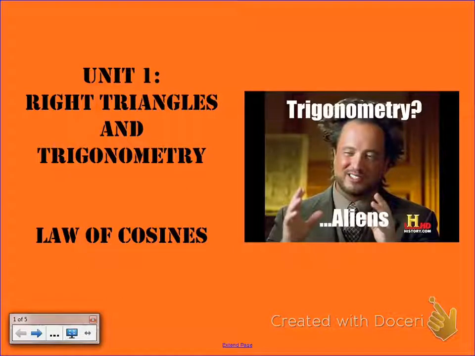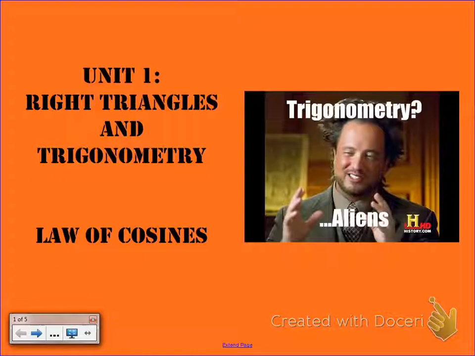So today we're going to continue with our law of sines, law of cosines, and the second part of this would be the law of cosines. Law of cosines is going to be another way that we can determine sides or missing angles in a non-right triangle, just like you did with law of sines previously.